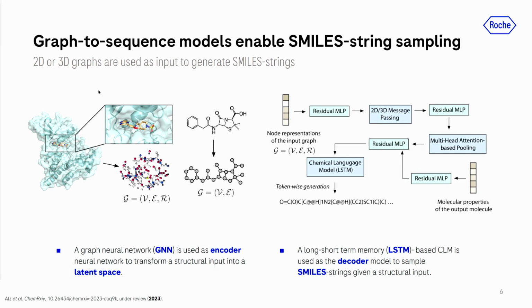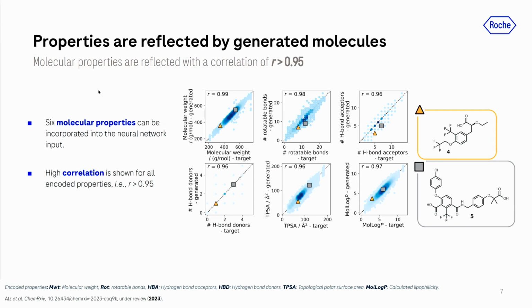So we built such a network based on Campbell, trained it, and validated two aspects of it. On one hand, how well do the molecules that are generated reflect the properties that we define in the input. There are 6 properties that we defined during training: molecular weight, rotatable bonds, hydrogen bond acceptors, hydrogen bond donors, polar surface area, and log P. On the x-axis, you have the desired property in the input, and on the y-axis, you have the generated molecules, and this is for a few thousand sampled structures.